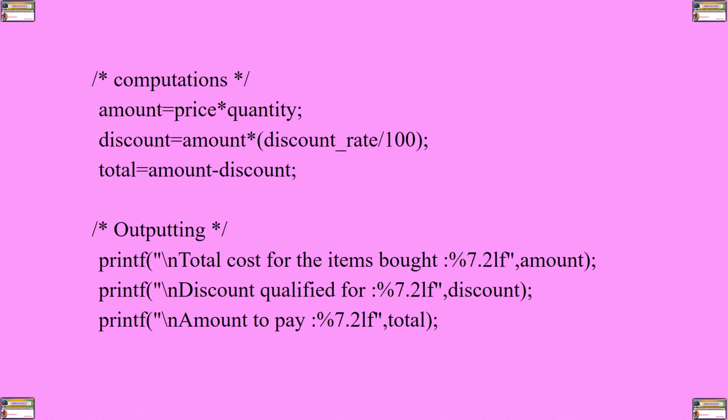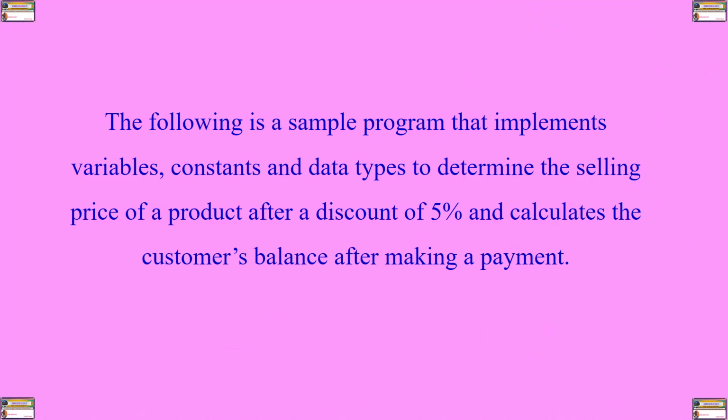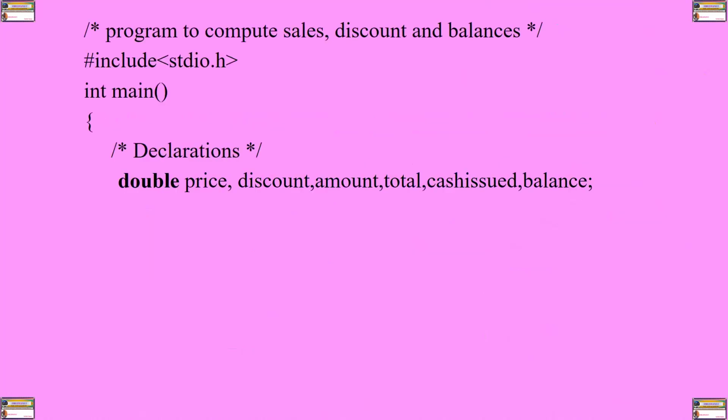So my dear students and the rest of the learners, this is a very good program that is teaching you about variables, constants, and data types. So the variables we have come across include these. These ones are variables, and the data type is double. The names of the variables are price, discount, amount, total, cash issued, balance. Then constant, like discount rate, that's a constant. Then other data types or variables include the quantity.